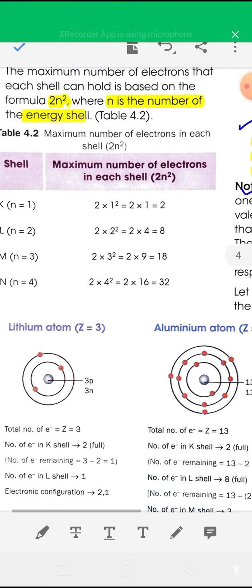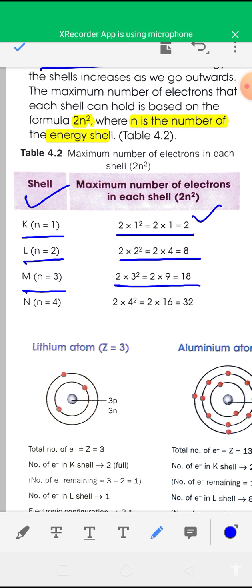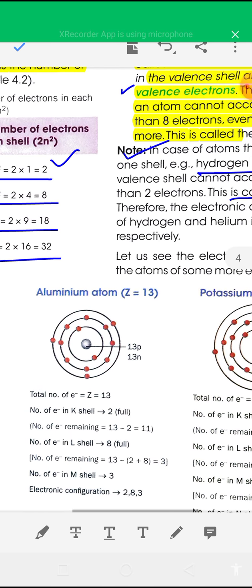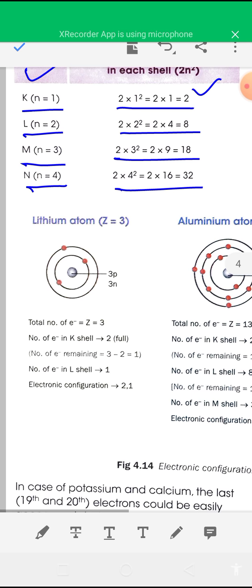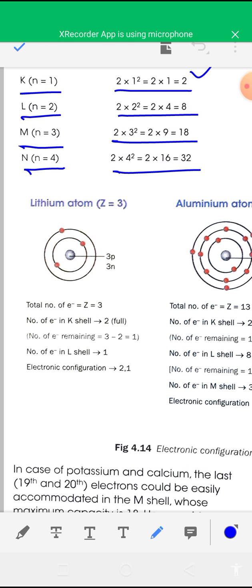According to the 2n square rule, the first shell, that is n equal to 1, the K shell, can accommodate maximum 2 electrons. The second shell, n equal to 2, can accommodate maximum 8 electrons. The third shell can accommodate maximum 18 electrons. The fourth shell can accommodate maximum 32 electrons. And remember that the outermost shell, the valence shell, cannot accommodate more than 8 electrons.